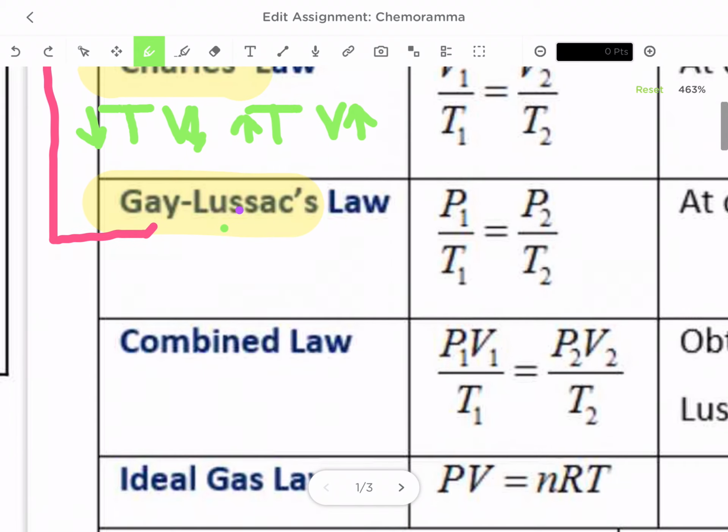Now, thirdly, our third scientist was Gay-Lussac. I always say Gay-Lussac like toilet paper because it was the only thing I could think of. So, toilet paper. His law or mathematical relationship has to do with temperature and pressure. Now, there's nothing backwards about this law either. If temperature goes down, pressure goes down. If temperature goes up, pressure goes up.